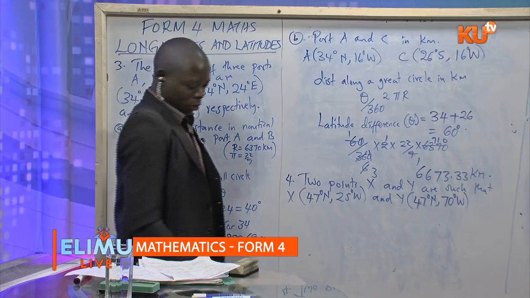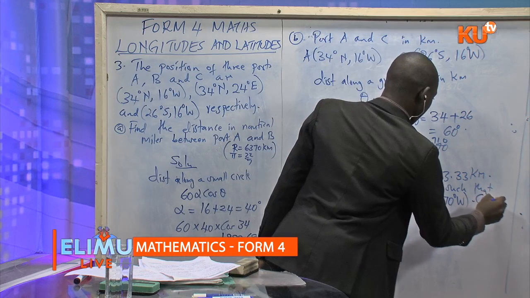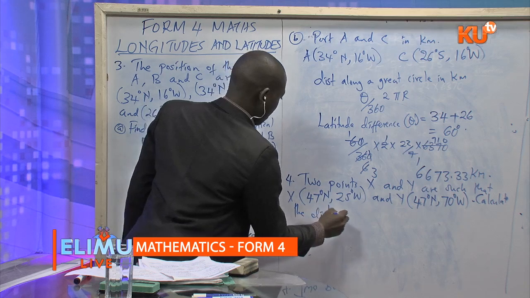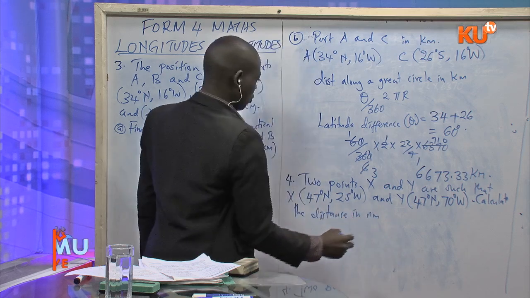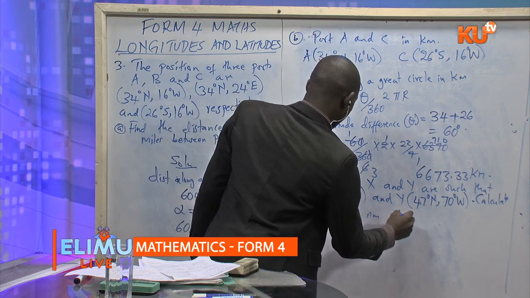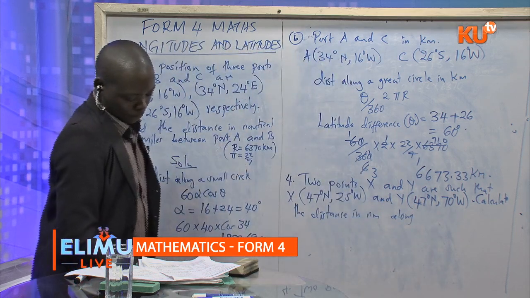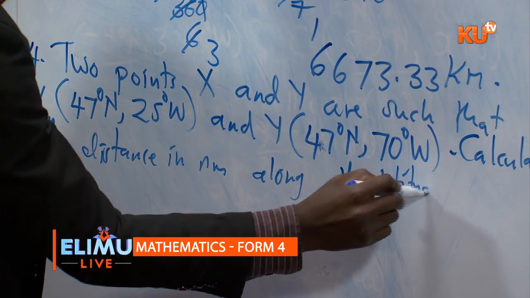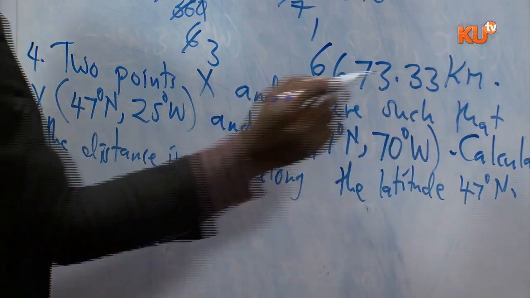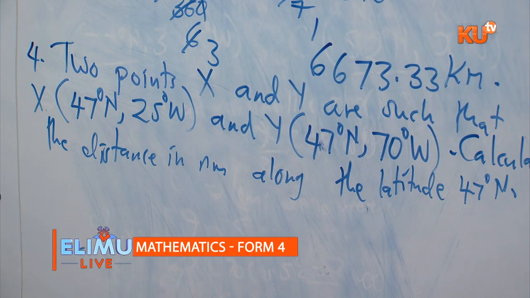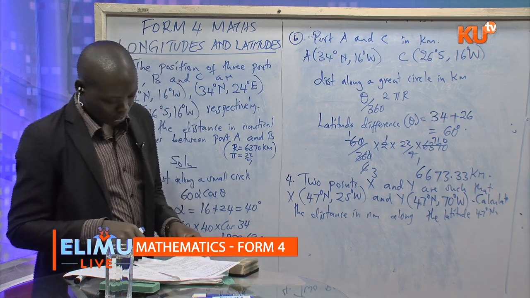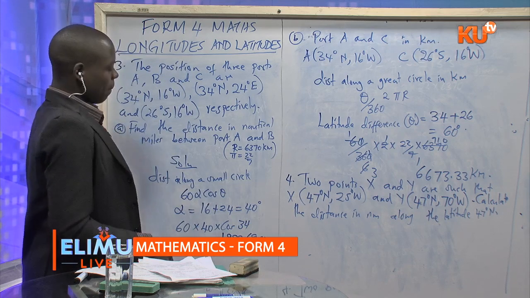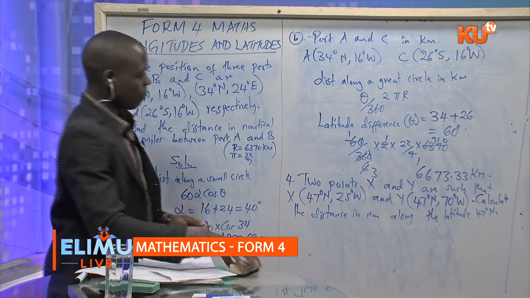We are told to calculate the distance in nautical miles along the latitude 47 degrees north. That is one of the questions that I want, even before we conclude the lesson, that you'll be able to have and capture so that you can work it out. We also have a case.